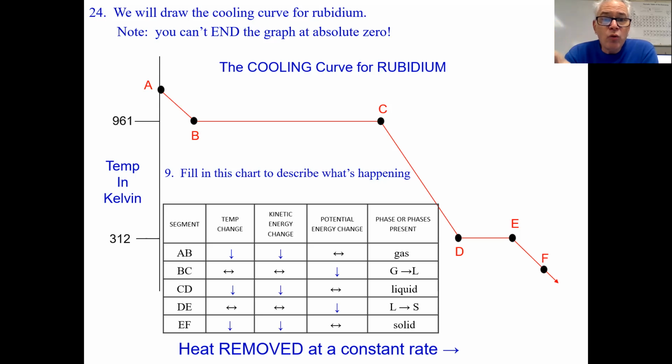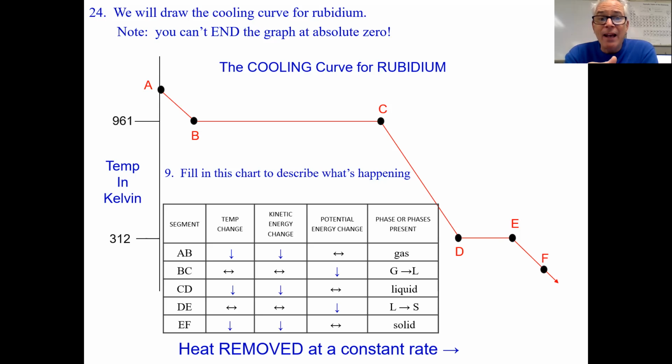Every single cooling curve for every single substance has this exact same shape. The only difference between the cooling curve for rubidium and the cooling curve, say, for water would be the name and the title. We'd have to change the title because this one's the cooling curve for rubidium. We'd have to change it to say water. And then the condensing point or boiling point would be 373 Kelvin, and the freezing point would be 273 Kelvin. But the shape would be exactly the same, and this chart would follow the exact same steps.